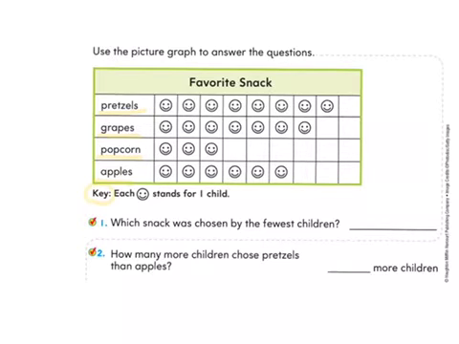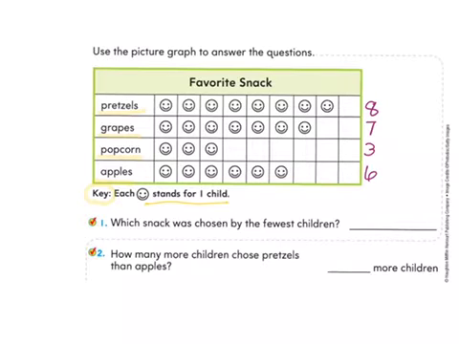And down here, the key tells us that each smiley face stands for one child. So we can see that 1, 2, 3, 4, 5, 6, 7, 8 kids like pretzels the best. 1, 2, 3, 4, 5, 6, 7. 7 kids like grapes the best. 3 kids like popcorn the best. And 6 kids like apples the best.